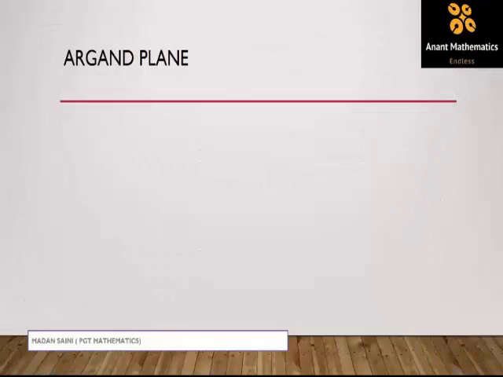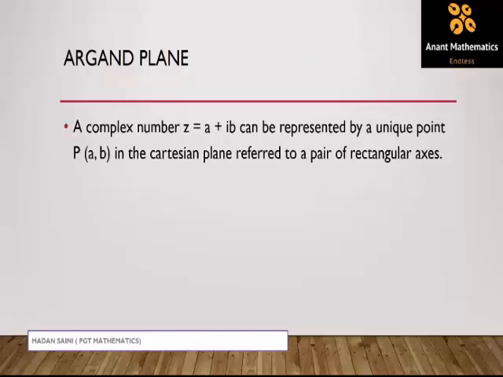First of all, I am going to define what we mean by the Argand plane and some important points related to it. As we already know, any ordered pair of the form (a, b) can be represented on the Cartesian plane and vice versa. Similarly, a complex number z = a + ib can be represented by a unique point P(a, b), where a is the real part of the complex number and b is the imaginary part.